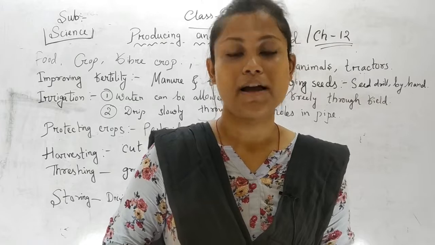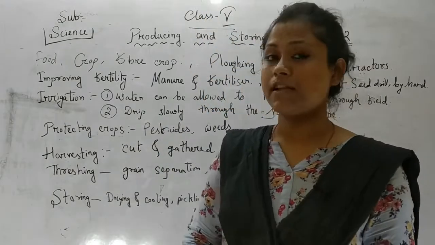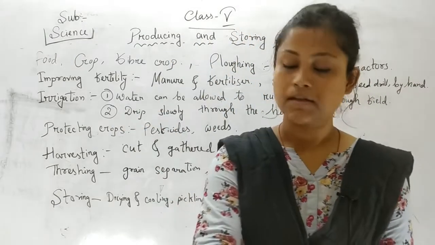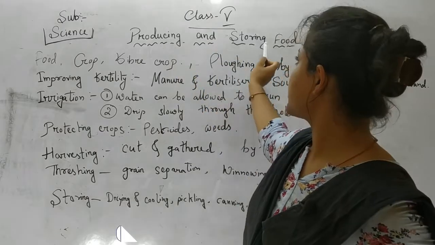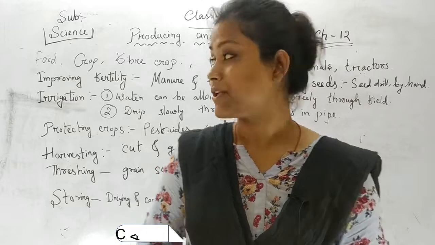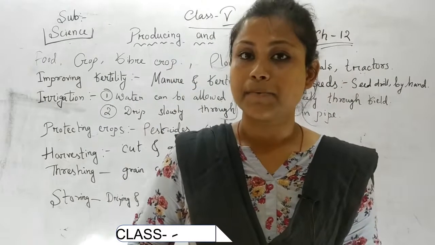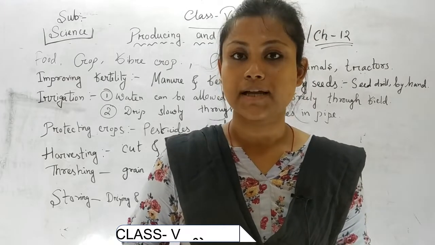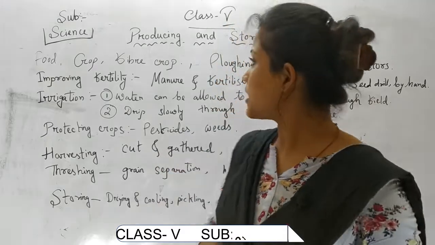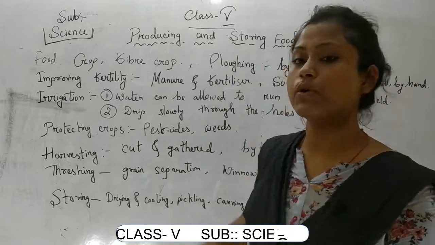So as you know, I am your science teacher and today I am here to discuss chapter number 12, and the name of the chapter is Producing and Storing Food. Okay, so what is inside this chapter? After reading the name of the chapter, you can easily tell that in this chapter it is written how the farmers are producing and how they are storing the food. From this chapter we will learn how the farmers are producing and how they are storing the food.